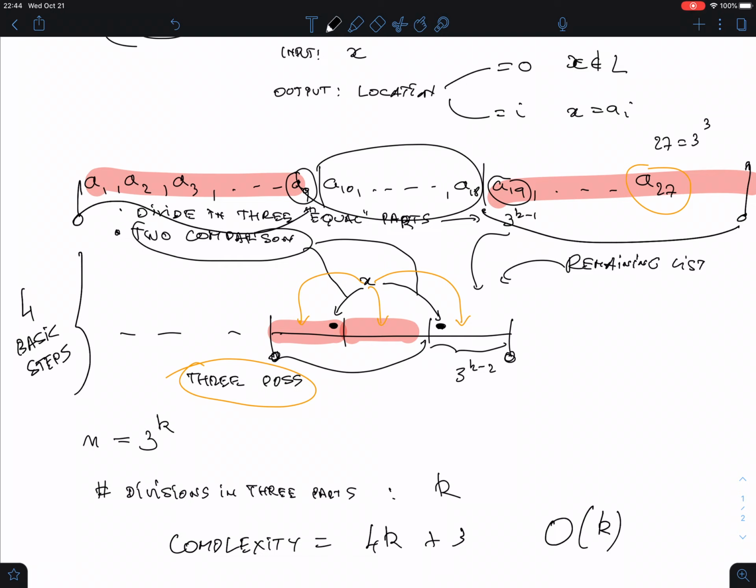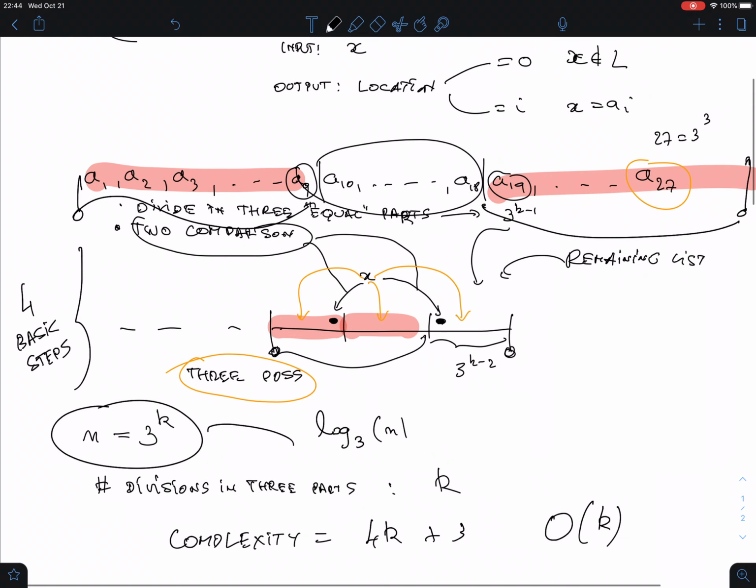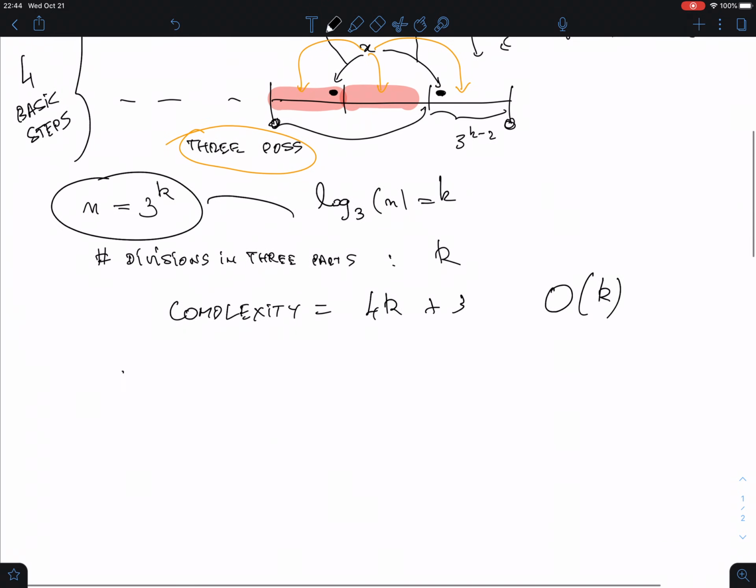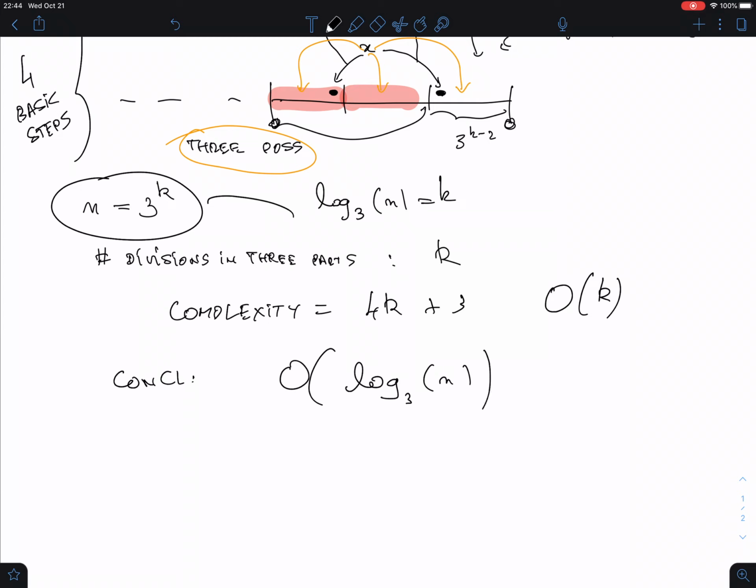Okay, but I want to say it in terms of n, remember? So what is k here? How do I find what k is in relation to n? Remember, the inverse function of exponential is to take the log. So we have log base 3 of n, that is k. So, conclusion, we have O of log base 3 of n.